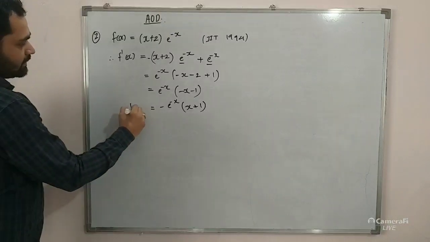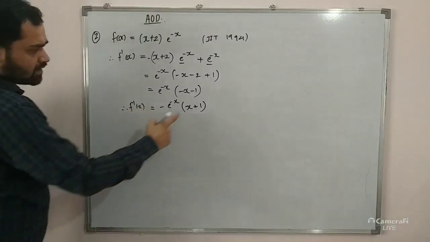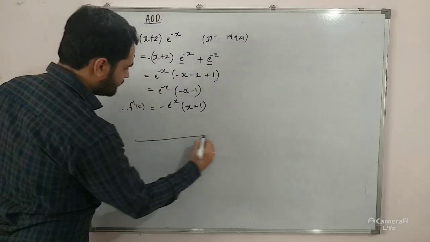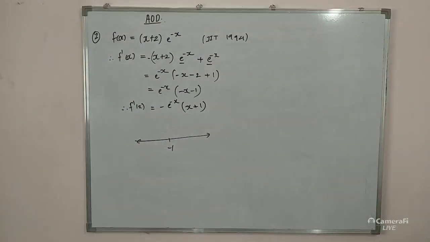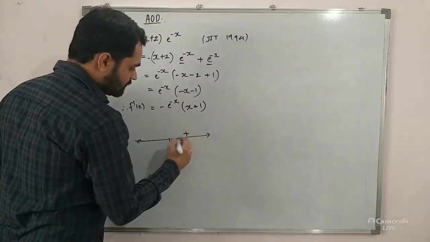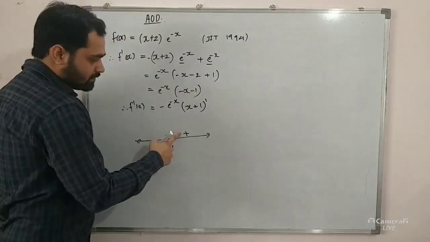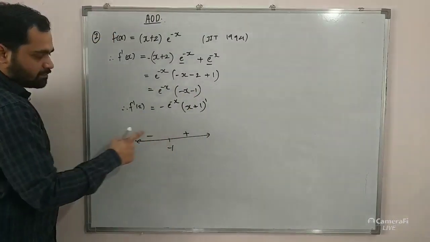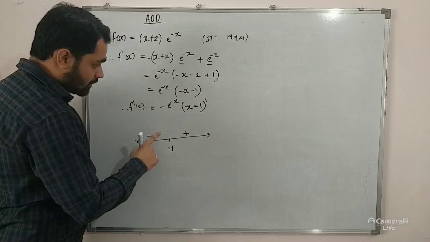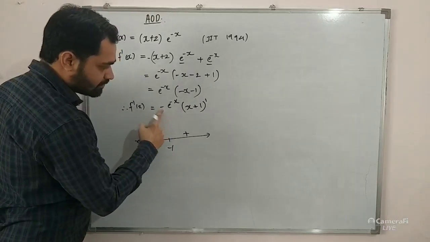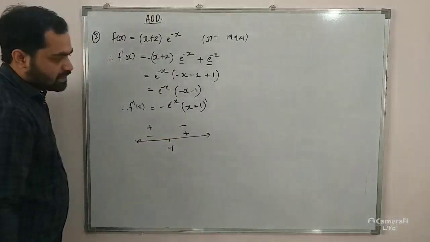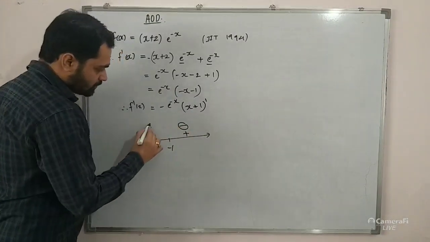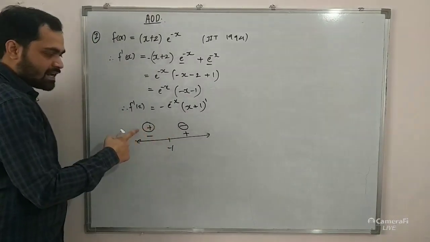So here we have one critical point, which is minus 1. Minus 1 is the critical point, right? For the rightmost side, the sign is positive. Minus 1 comes from an odd power, so the sign changes, which means plus becomes minus. Here an extra minus is there, so we have to change the sign of this. Plus becomes minus and minus becomes plus. So the final sign of our f dash of x is minus and plus.